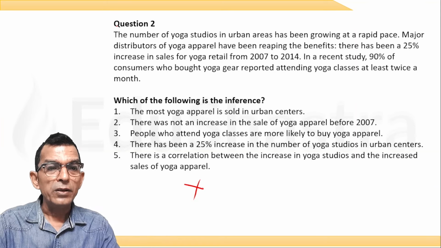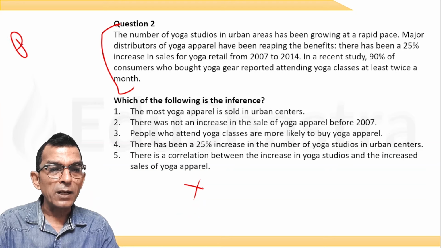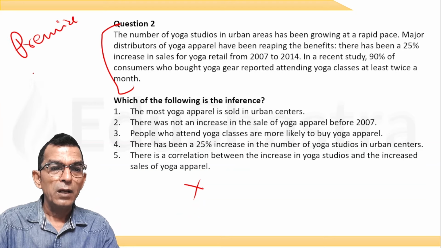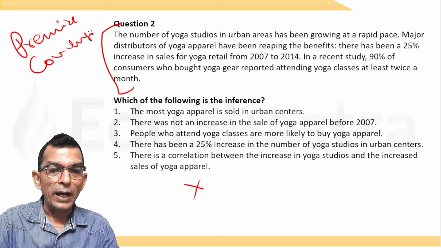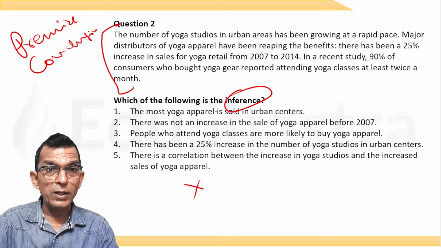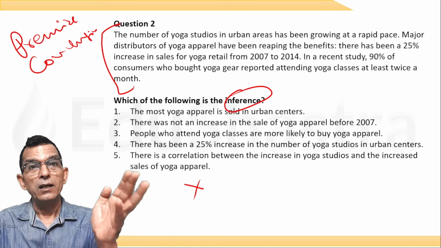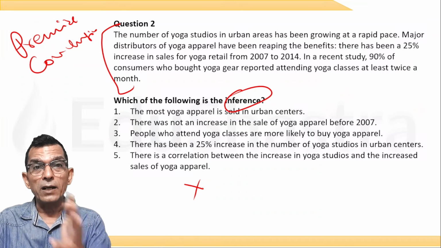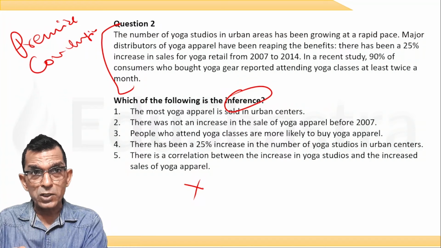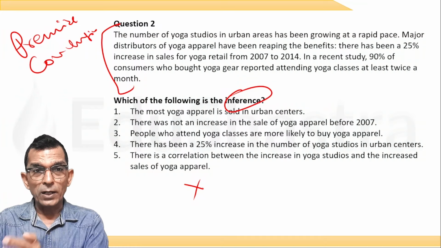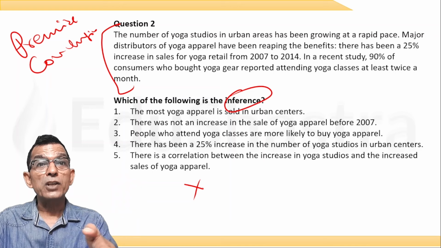Questions. Read this and tell me the premise and the conclusion. Where is the premise and where is the conclusion? And what is another inference that can be drawn? Another conclusion. An inference is a hidden conclusion. That is, one more conclusion is possible. Tell me which conclusion is possible.